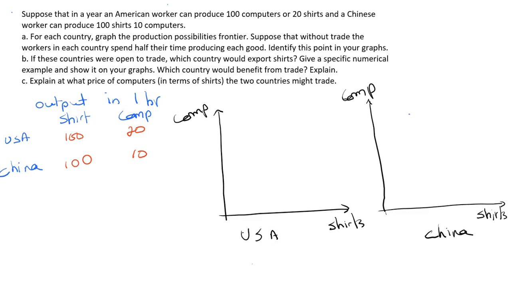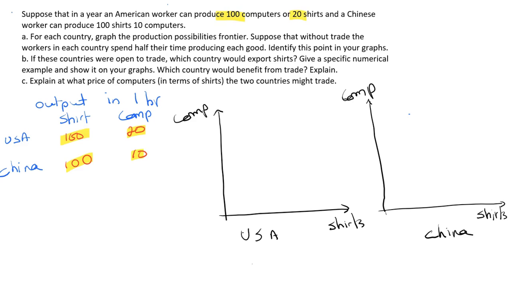In this video, we will talk about comparative advantage and see an application of that in a simple two-country, two-good, one-resource case. We are given that US workers in an hour can produce 100 shirts or 20 computers. And we're also told that in China, workers can either make 100 shirts or 10 computers. So we are given the output possible by each worker.